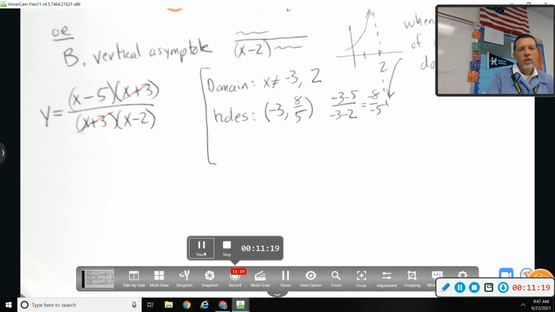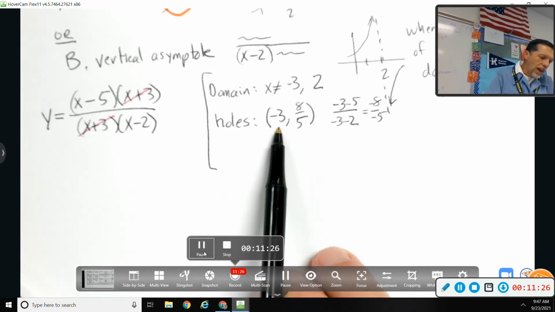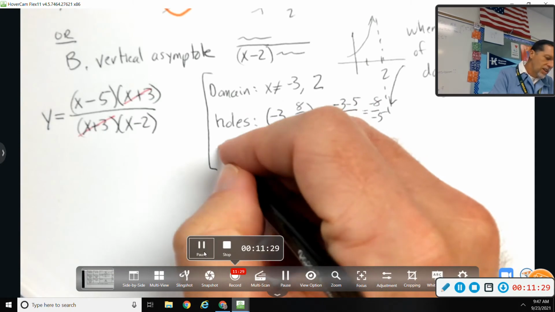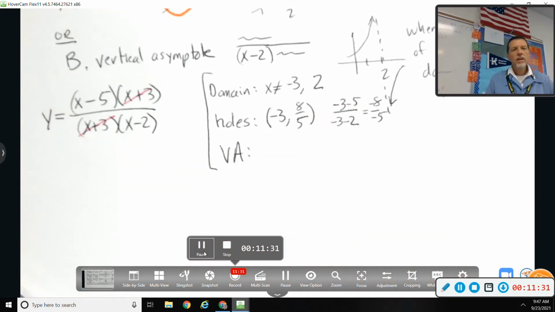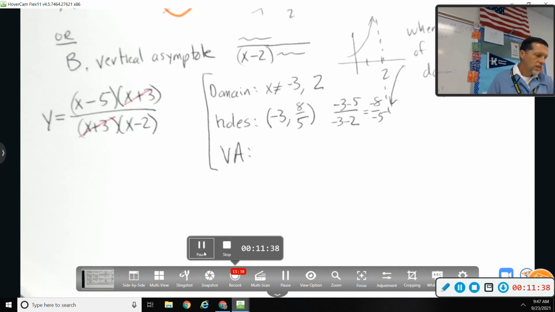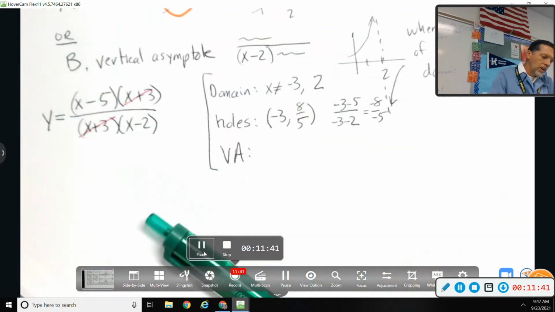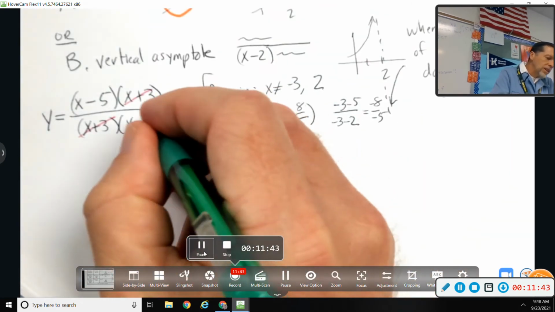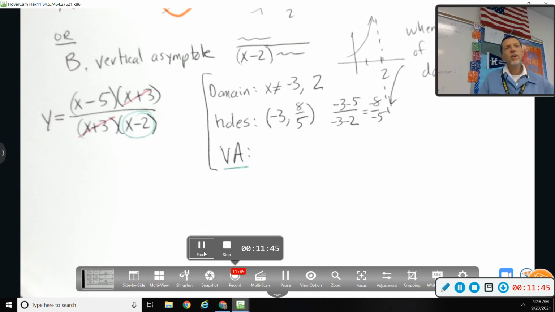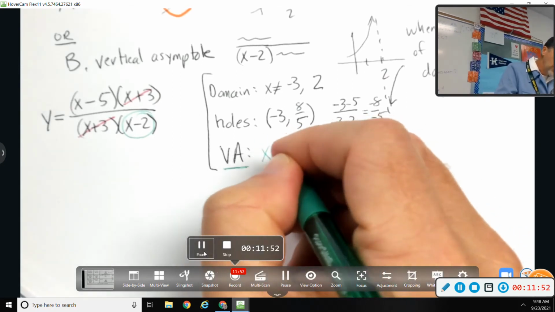So a hole at -3, 8/5, because that's the factor that canceled. Vertical asymptote. Where is there a vertical asymptote? Well, that would be the one that doesn't cancel. What does the equation of a vertical line look like? X equals something, and in this case, x equals 2.